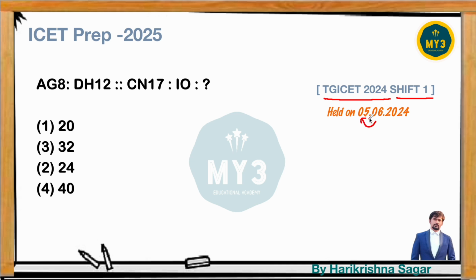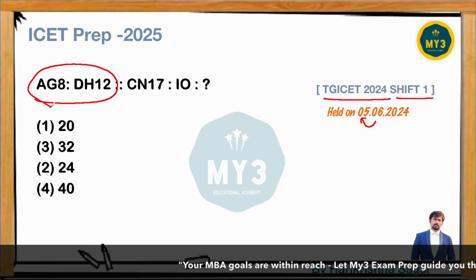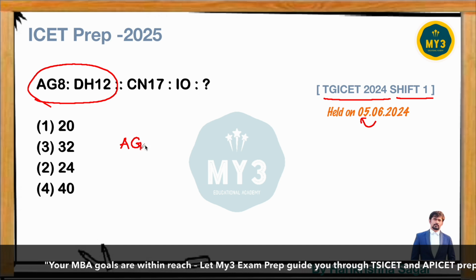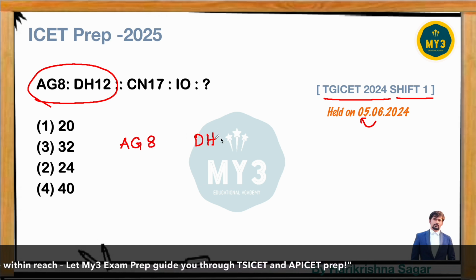Now if you observe this question, it is based on analogy. How to look at analogy questions, I already told you. You can look at the questions in such a way that first you observe the reference pair and understand what is the logic in the reference pair. They have given AG8 and DH12. So what is the logic for these numbers? I am observing.